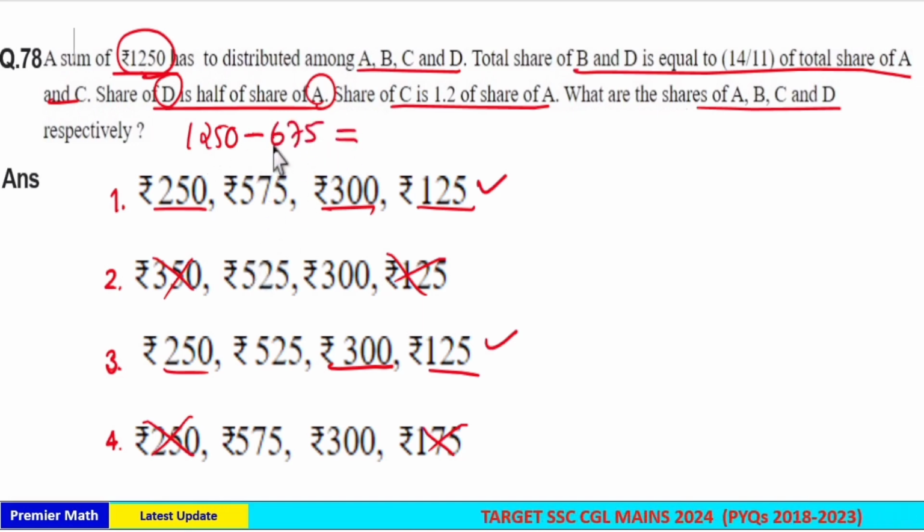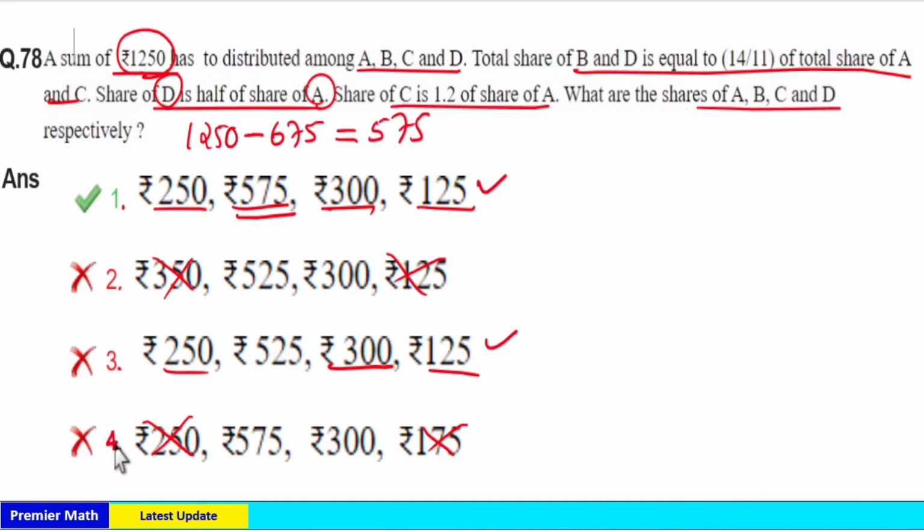1250 minus 600 is 650, 650 minus 75 is 575. If you look at the options, option 1 is your answer. Share of B is 575 here. Now if you don't have options like this, you need to find it using the ratio method.